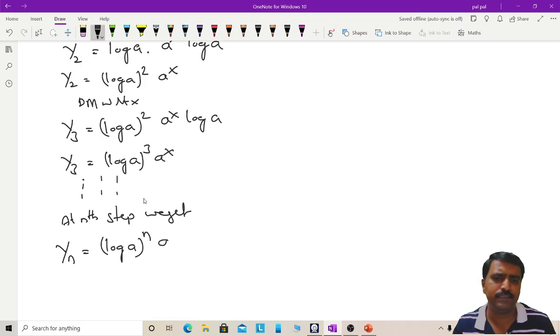a to the power of x is common. In y2 also it is common.